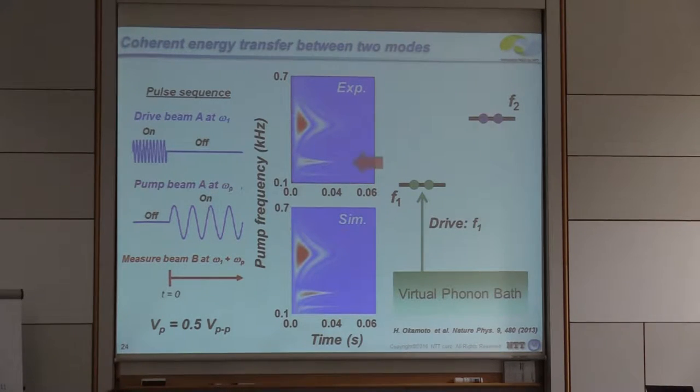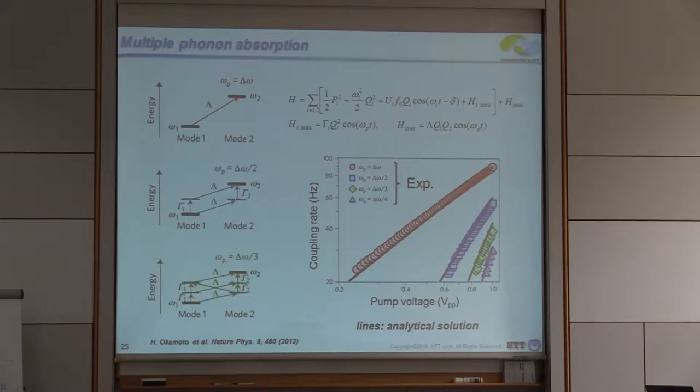So what's that? This corresponds to the higher order contribution. It means that if you apply half of the frequency difference, you first excite this phonon to the virtual state, and then you can transfer this phonon to the second mode. So you can clearly see this second order process and also the third order process, which is allowed for this kind of parametric coupling. This is a more detailed comparison between experiment and theory. This is the first order process, and this is the second order process. And you can also confirm the third order process, which is something like going up and then transferring to mode 2.